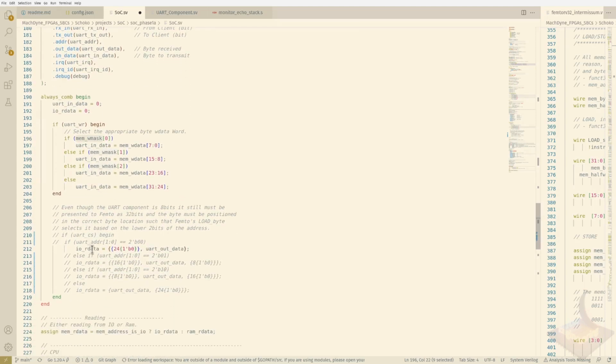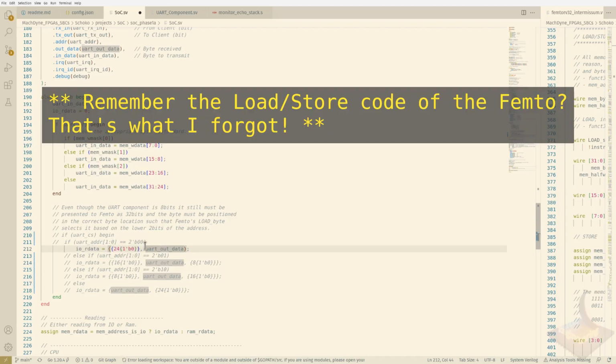Now, for reading from it, this is one of the issues I ran into at first. Ironically, I told you that we need to look at which one of the bytes, but originally I wasn't looking at the proper bytes when I was reading from it. I don't know what I was thinking, but originally I would take the data coming out of the UART, if it was a control register or the receive buffer, and I always assumed that it goes into the lower byte for the Femto, and this isn't correct.